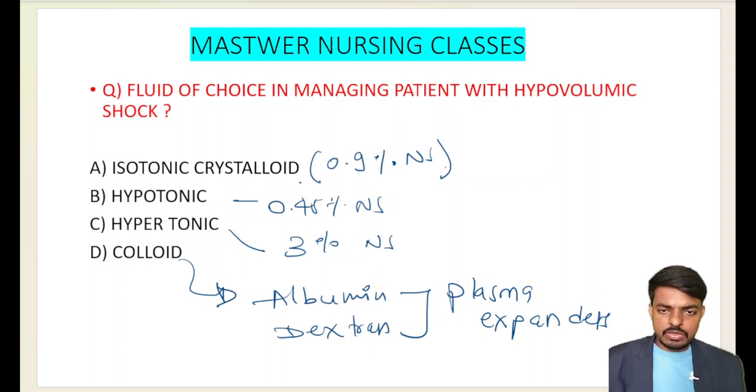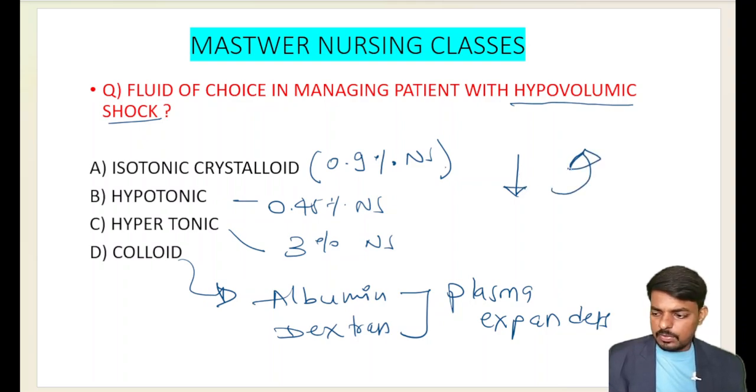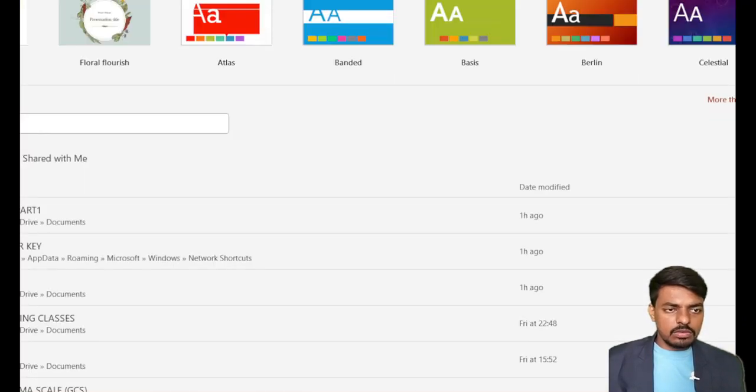So, what is the fluid of choice in a patient with hypovolemic shock? When the patient is in hypovolemic shock, the volume in the body is at the lowest side. So there is low volume in the body, so you will replace that. So how will you replace it? See, let me explain the rationale for this one. You only will tell the answer for this.